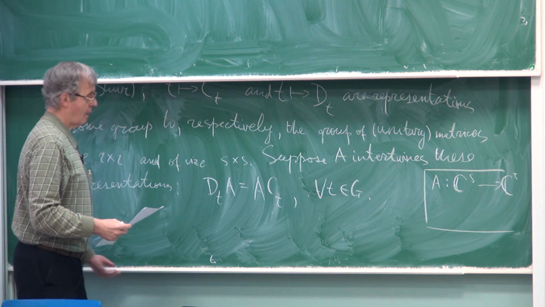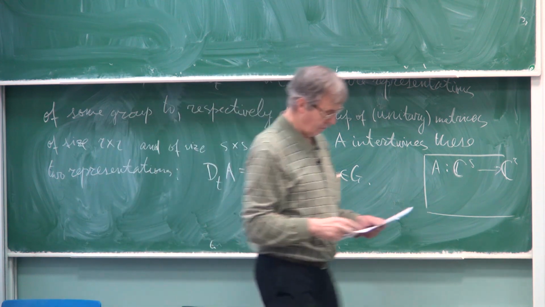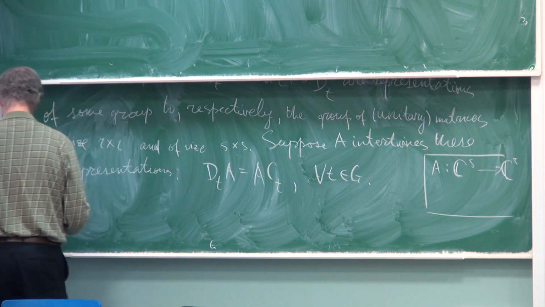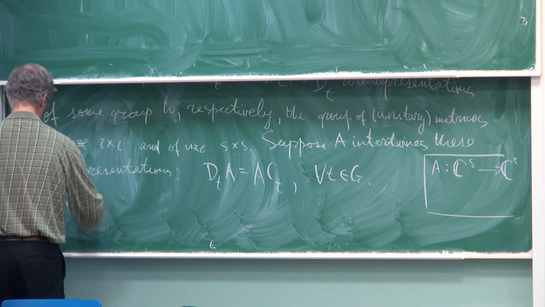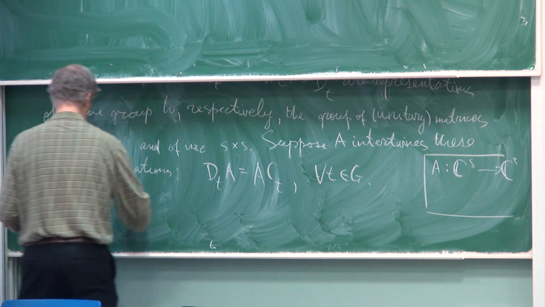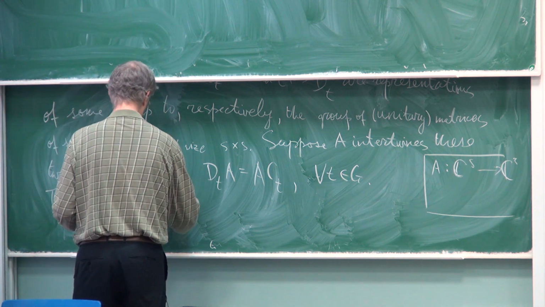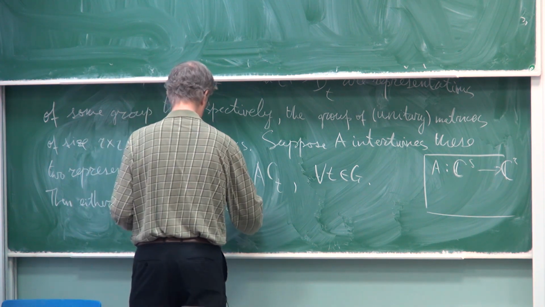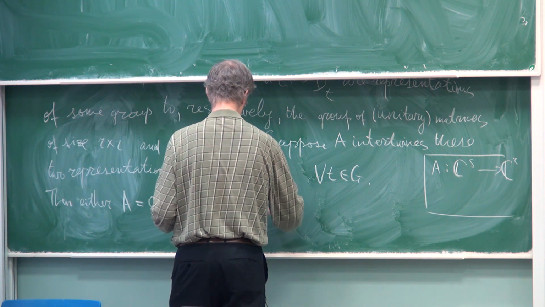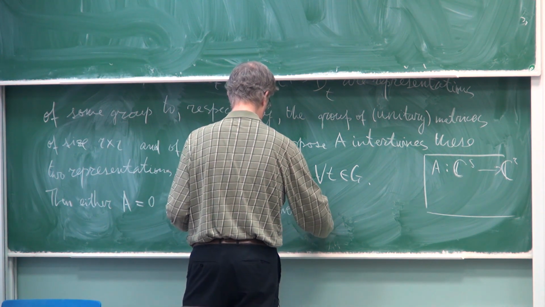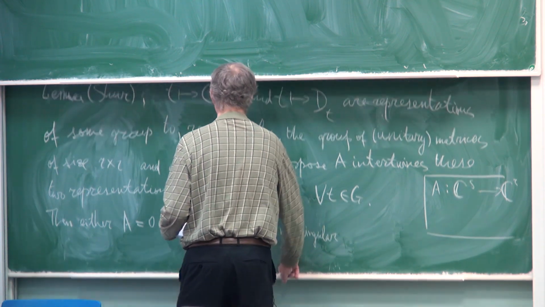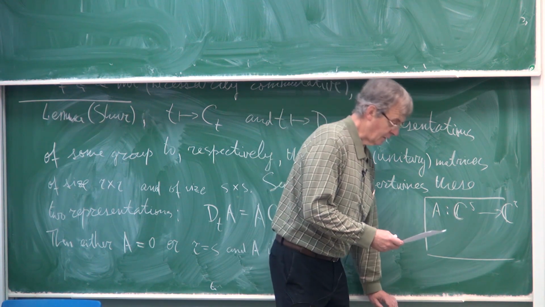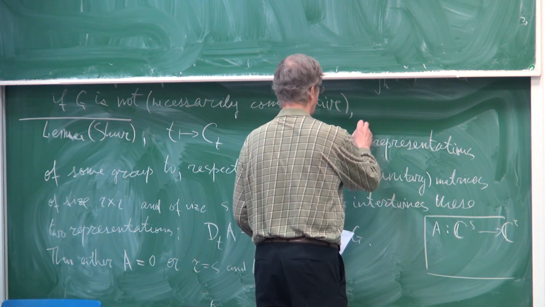Okay? Then the conclusion is as follows. Then either A is equal to 0 or R is equal to S, and A is non-singular. I forgot to say that they are not simple representations, but irreducible representations.